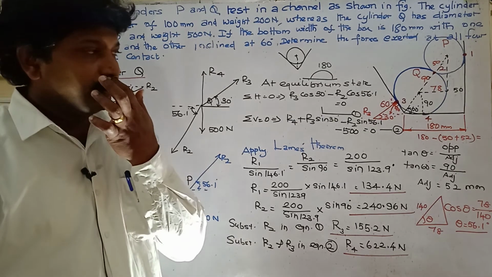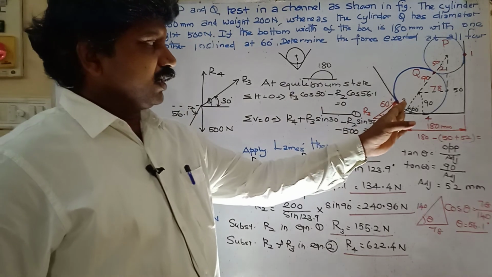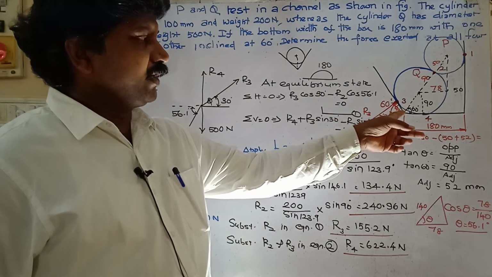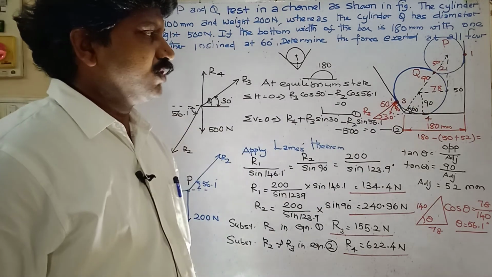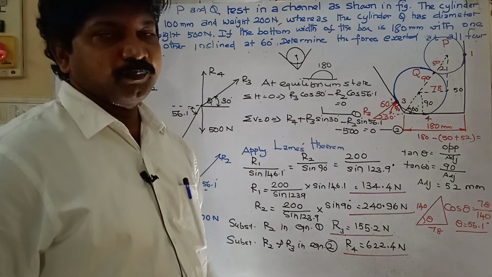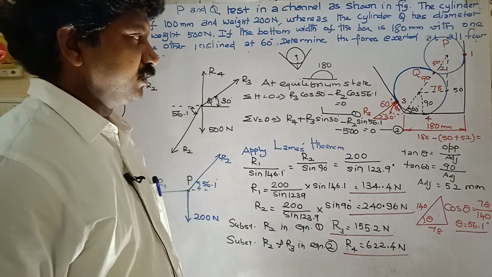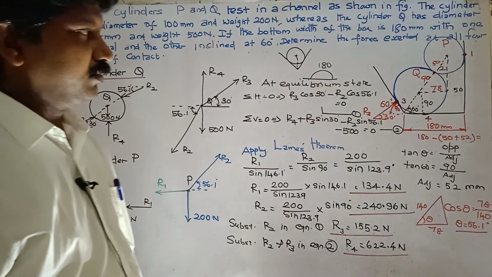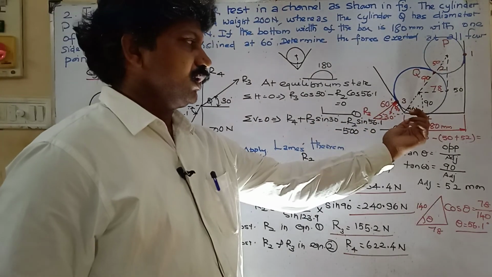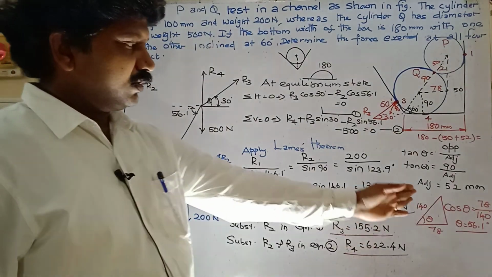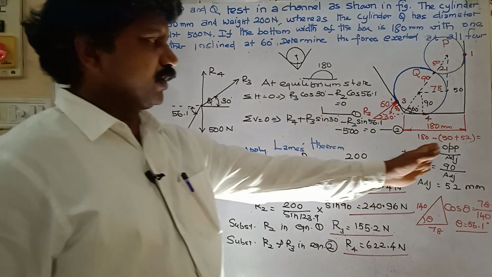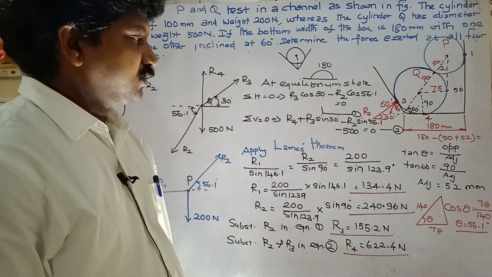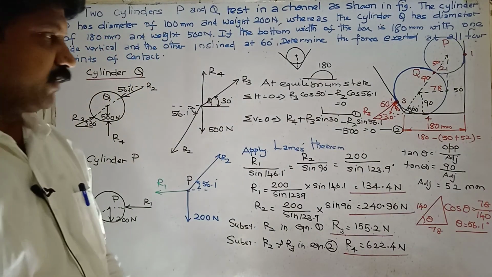The only new thing here is the cylinder resting on the groove: the angle is equally divided by the line joining the corner and the axis, the center of gravity point. So 120 divided by 2 is 60. You have to take 60 to find the distance 52, and then 180 minus (50 plus 52) equals 78. So the remaining distance is 78. So cos theta equals adjacent divided by hypotenuse. From that, find the angle.